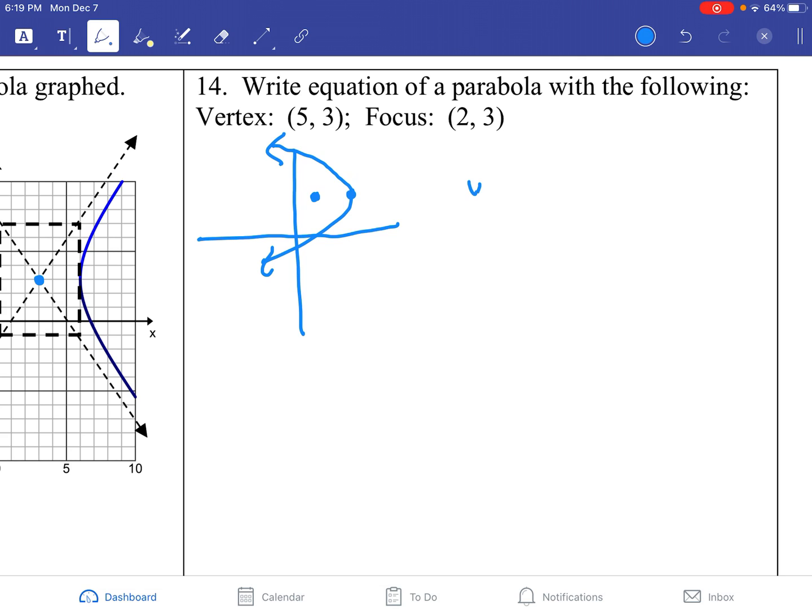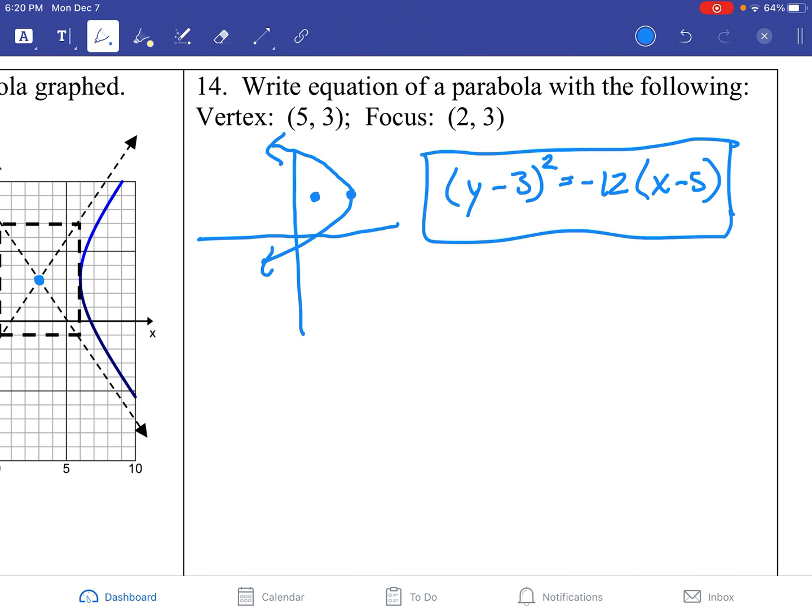All right, which means you're going to have a y out in front, and it's going to be y minus 3 quantity squared equals, I'm going to put x minus 5 in the back. It is not squared because it's a parabola. Now I'll have to just figure out what is the distance between the focus point and the vertex, and that is 3, which means and it's going to be negative because we're going to the left. So it's going to be negative 3 times 4, which is 12. And that is your equation of the parabola.